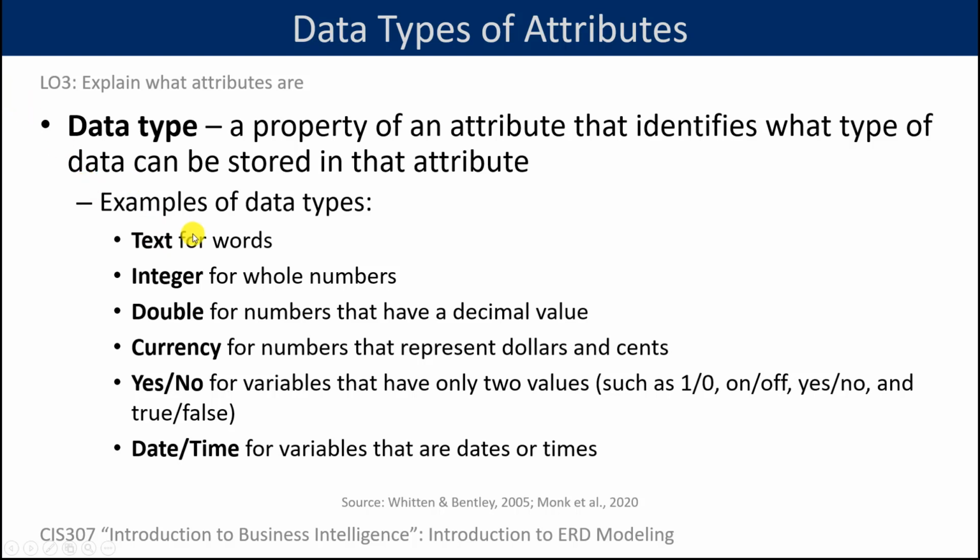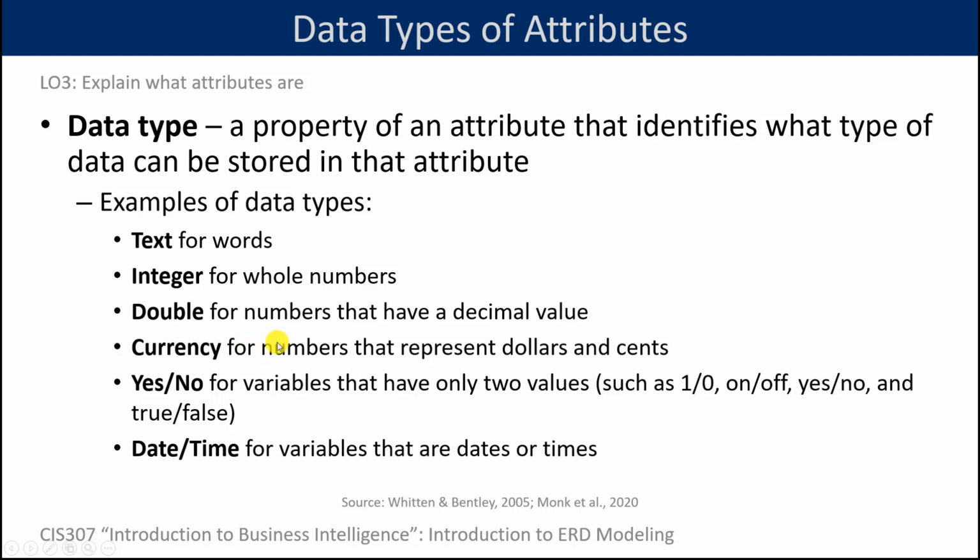Some examples of data types in Microsoft Access. This list is not exhaustive. There are some other nuances and some other data types, but typical data types in a programming language or database management system include text for storing short words. Sometimes if it's a long text, like a customer review, they use something called memo. Integer is for storing whole numbers like 1, 2, 3, 4, 5, and so forth. Double is for storing numbers that have a decimal value, because once you have a decimal value, the number becomes longer, so you need to have more memory allocated for it. So that's why we use a different data type for storing decimals.